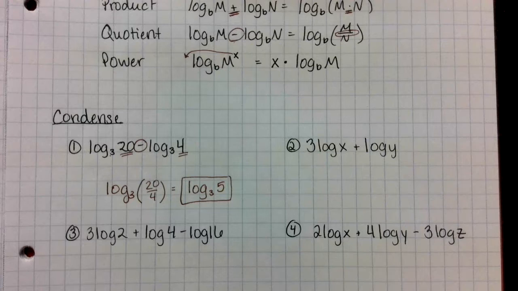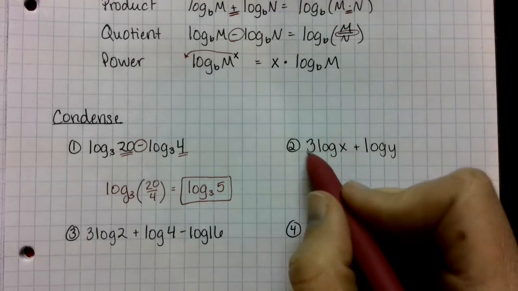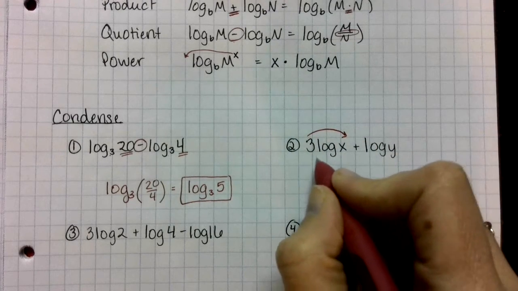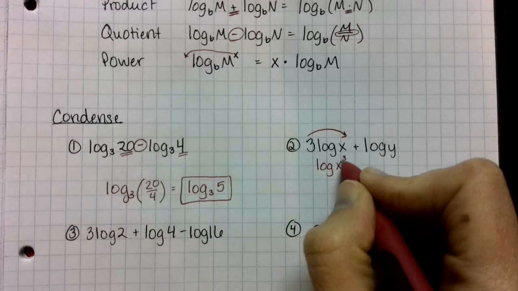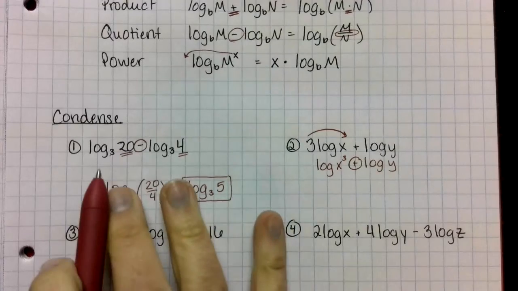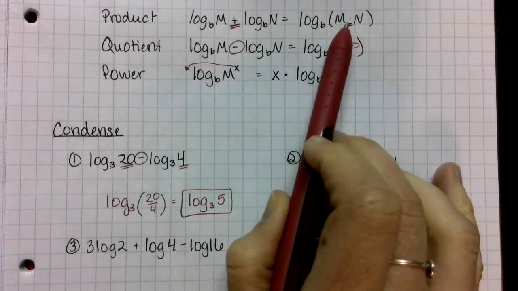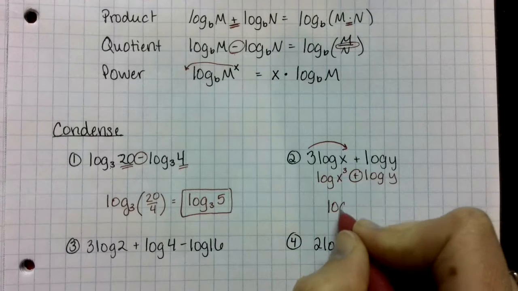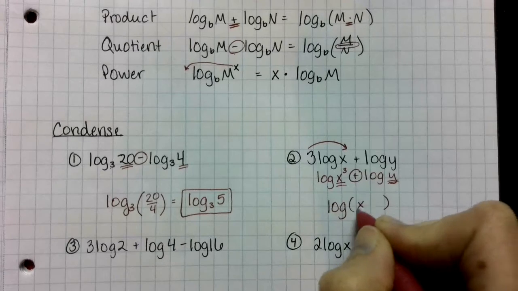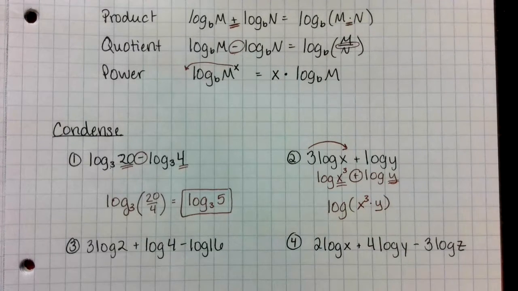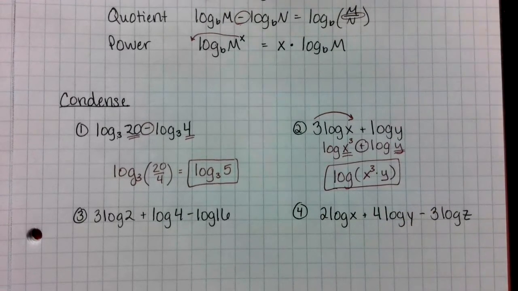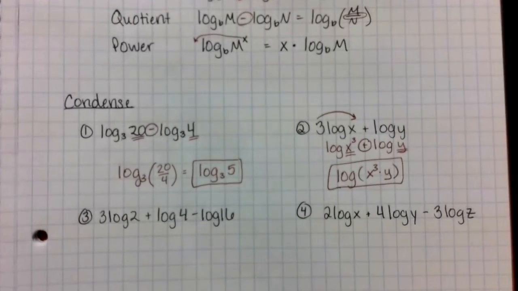Now, looking at number 2, what we need to do first is deal with this 3. So our power property lets us move this up. So this is going to be log of x cubed plus log of y. Now that I see that I have plus, plus goes hand in hand with multiply. So I'm going to rewrite this as one single log, and I'm going to take the two individual parts and multiply them together. So x to the third times y. So this is my condensed version of this log.